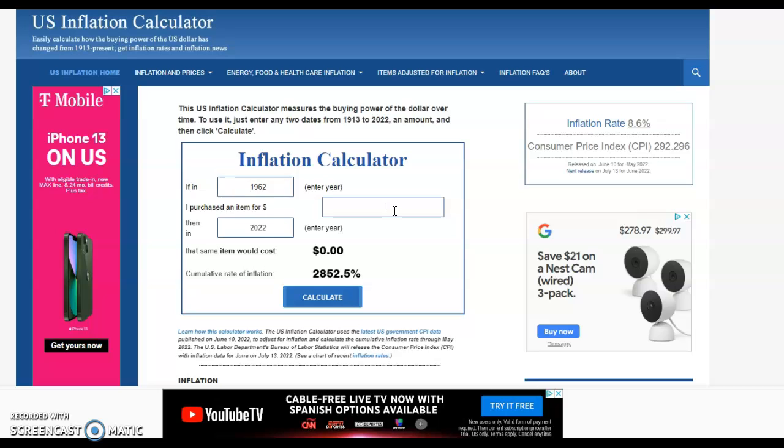Let's base that on if in 1962, if a ticket was $8, what would that ticket be now in this current year of 2022? Amazing, isn't it? You're looking at $77.43 just for that basketball ticket to attend that basketball game, which the cumulative rate of inflation would be 867.9%. Now that is amazing.